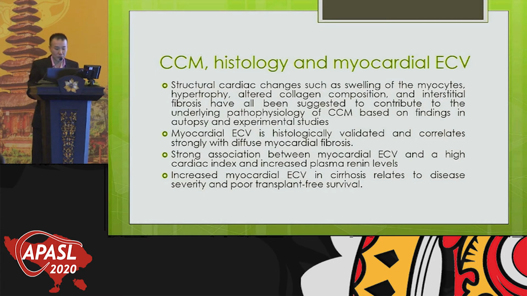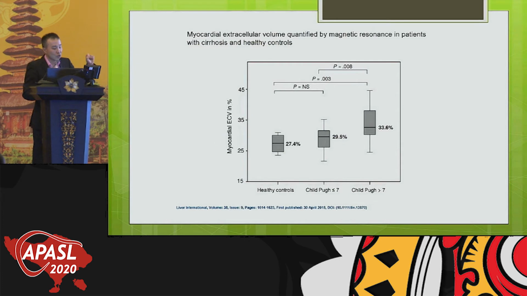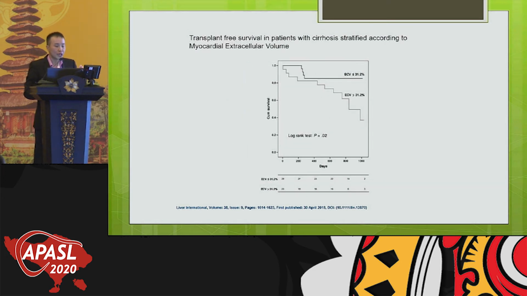Look at this study here. Myocardial extracellular volume quantified by magnetic resonance is increased in cirrhosis and related to poor outcome. We know that when you divide by Child-Pugh scores, the myocardial ECV percentage is certainly increased in those with a high Child-Pugh score. But importantly, if you stratify the myocardial ECV and use a cutoff at, say, 31.2%, you can work out there's a significant difference in transplant-free survival in patients with cirrhosis. So myocardial extracellular volume is an important metric here.